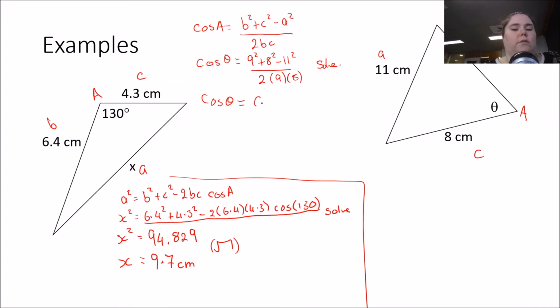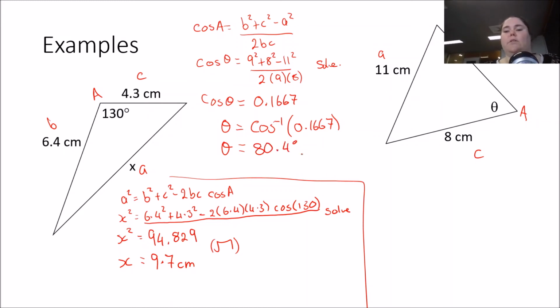which is 0.1667. Then to get that theta by itself, I need to arccos both sides, which is going to get me as my angle 80.4 degrees. And that's how easy it is to use the rule. So that's the cosine rule.